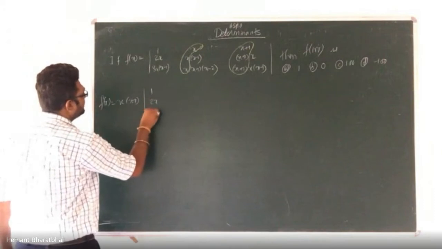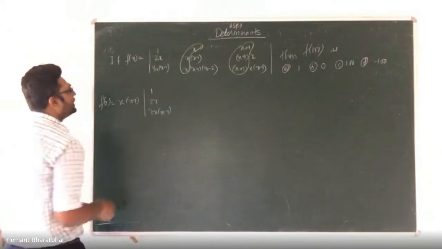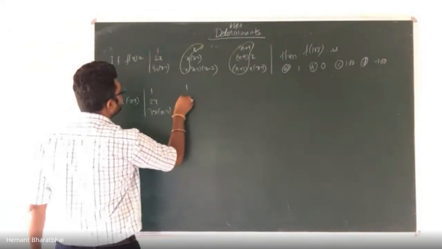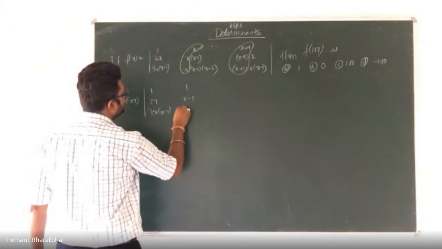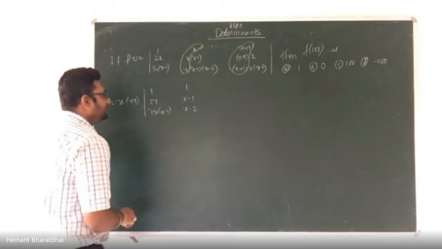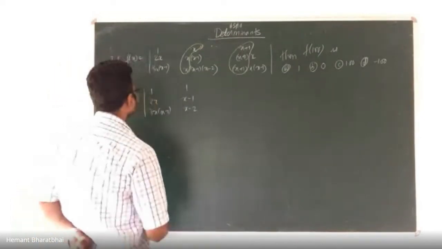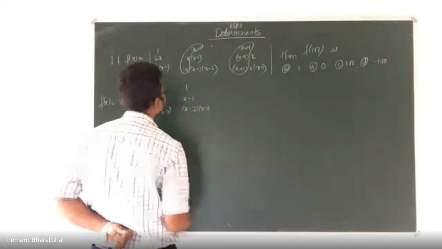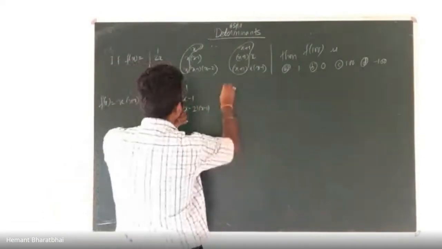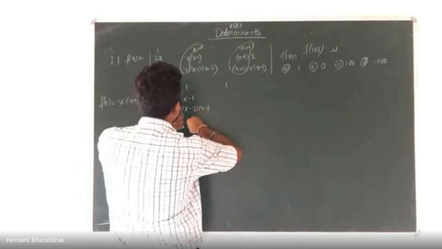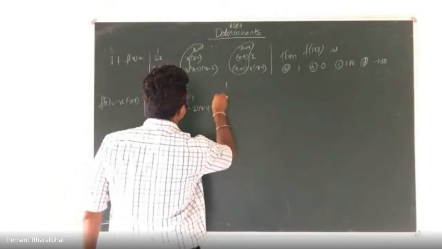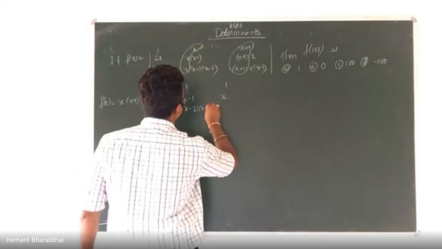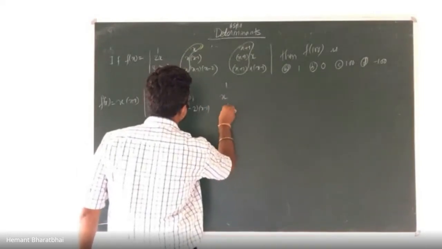of 1, 2x, 3x into x minus 1. Here what will remain is 1, x minus 1, and here x minus 2, sorry, x minus 2 into x minus 1. Here what will remain is 1, x, and here x into x minus 1.